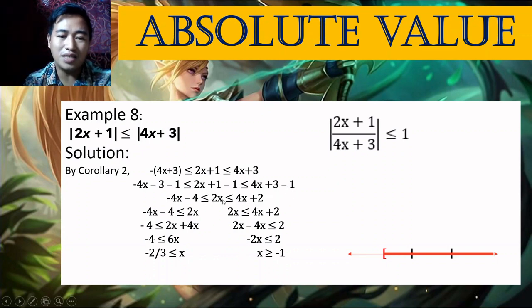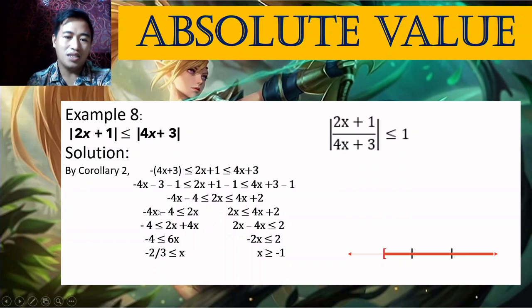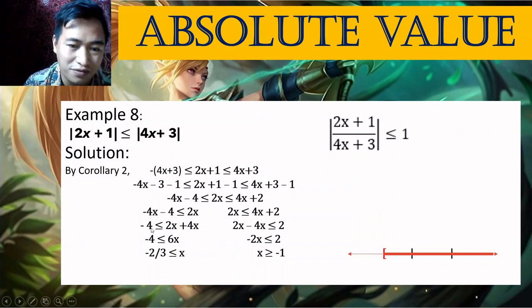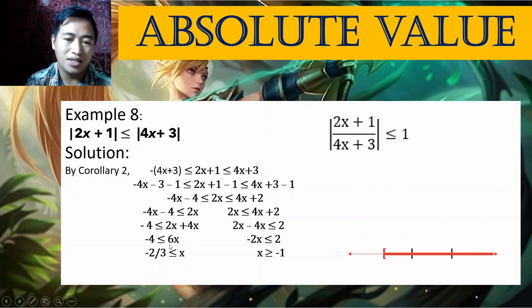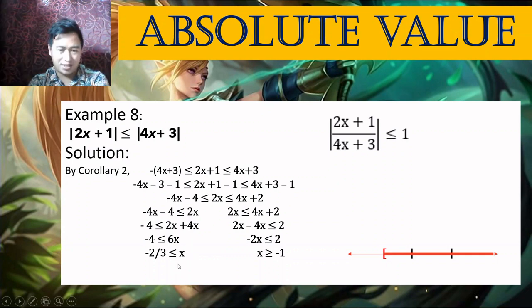Next, we break this into two parts. First, negative 4x minus 4 less than or equal to 2x. Transfer the negative 4x to the other side, so it becomes plus 4x. This becomes 6x, so negative 4 less than or equal to 6x. Divide by 6 on both sides and reduce to lowest terms: negative 2/3 less than or equal to x.